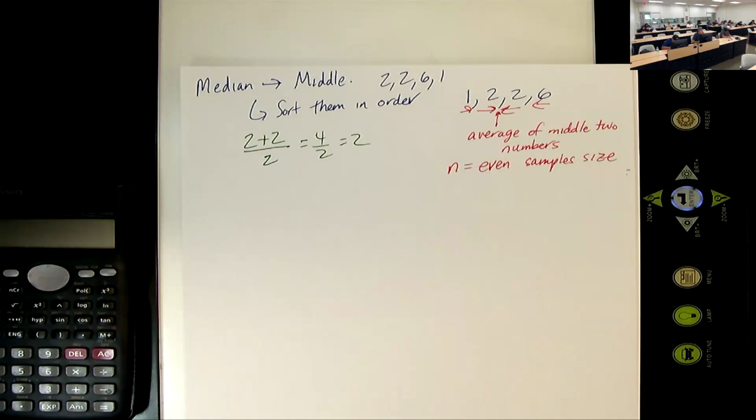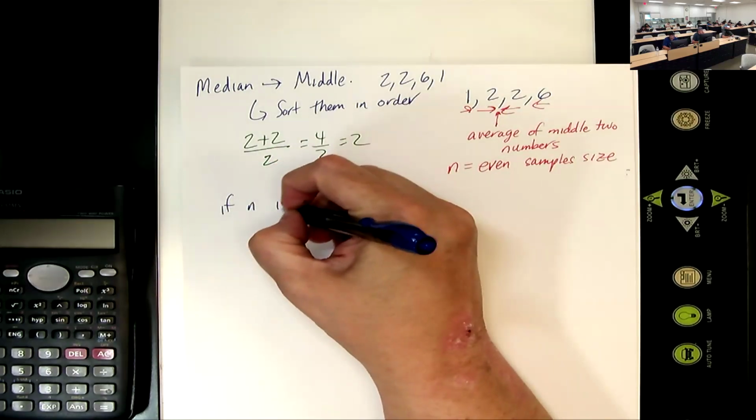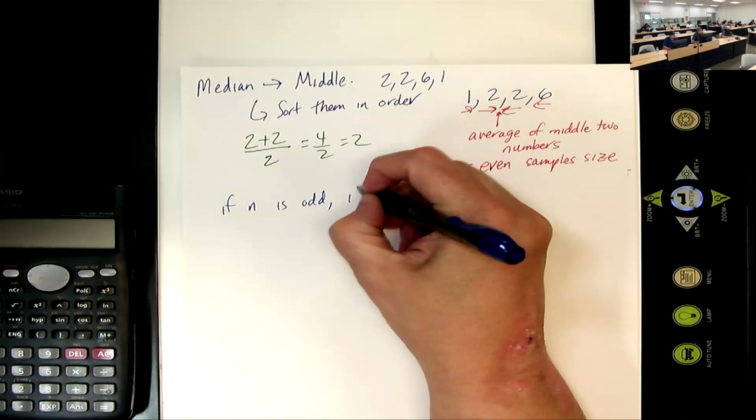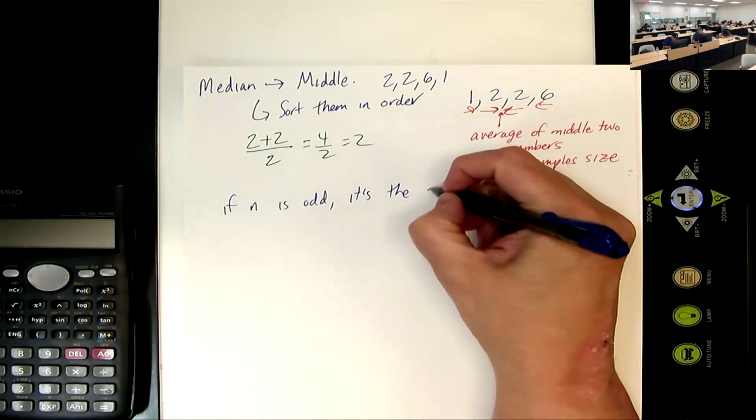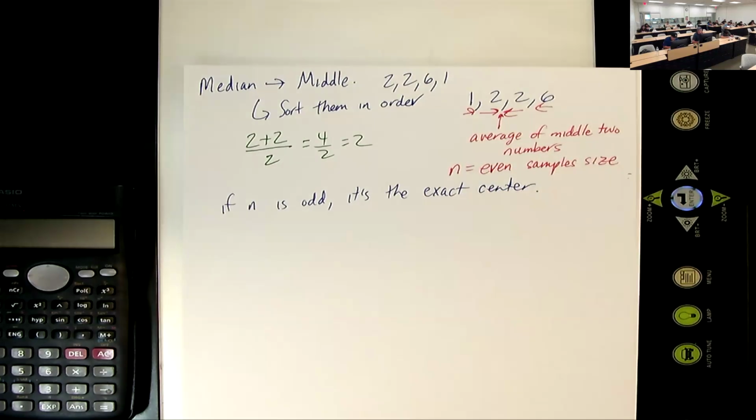If n is odd, it's the exact center. That piece in green is how you find the average. You add the two together and then divide by two, is that what you said? Yeah, that's what we just did for the mean on the previous slide. But you're just doing the middle ones.